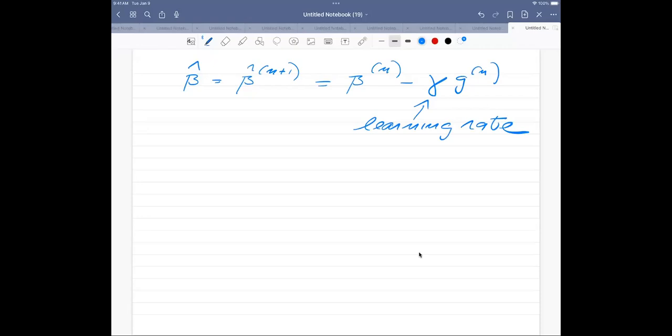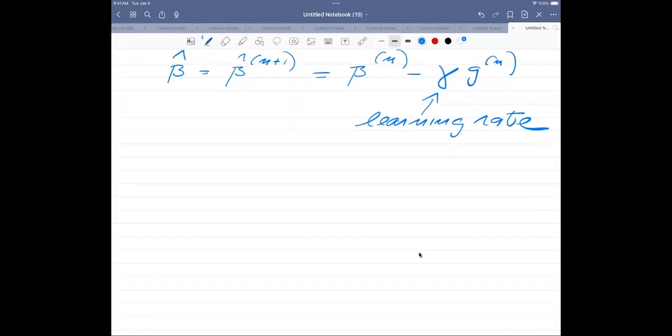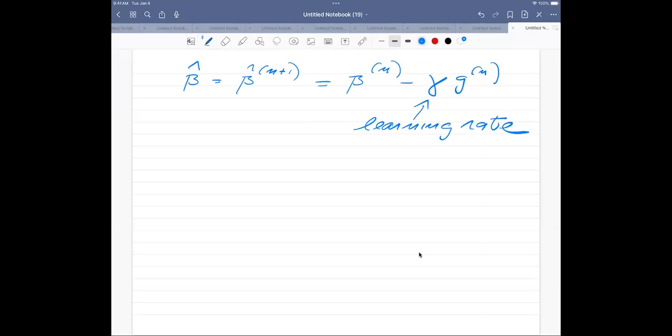So if you now look at this learning rate, one of the things we can do now is to Taylor expand around this expression. In the previous case, we actually had the Hessian matrix, but now we're just going to look at this learning rate. So let's Taylor expand again.